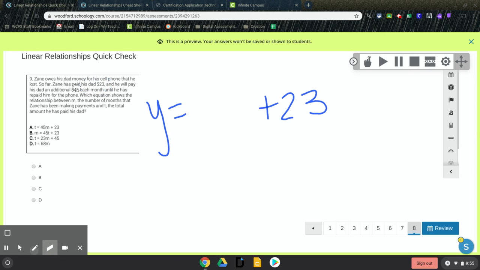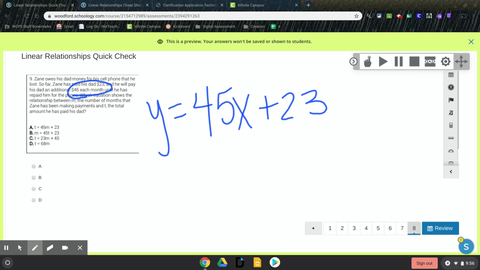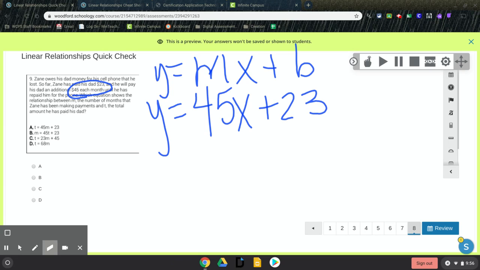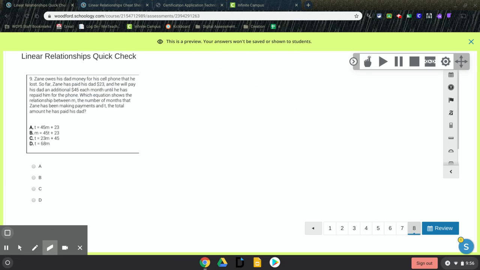So remember we talked about how that's a repeating value, and if it's a repeating value, then we know we're going to put it with the variable. We're going to put it with x. It's got to be our slope. That must be our slope if it's repeating. So until he has repaid the phone, which equation shows the relationship between m? Oh, and I just gave you the answer. So freebie. Have a freebie on me today.